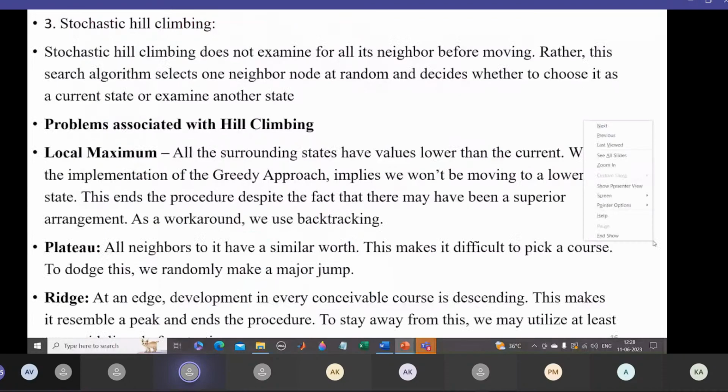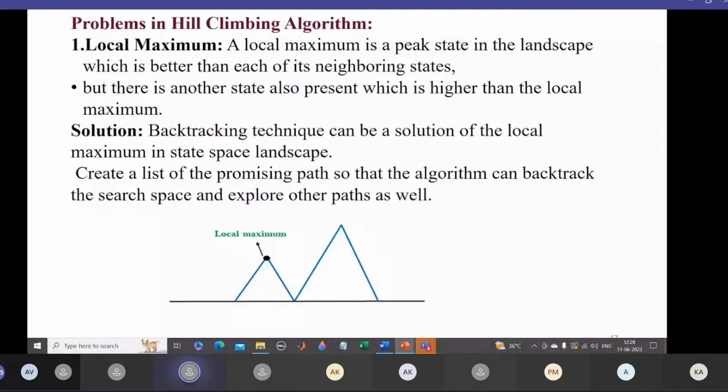Output on the screen: local maximum, plateau and ridge. So here we have solutions to overcome these. Phone, camera, that is everything given over here is becoming an agent.